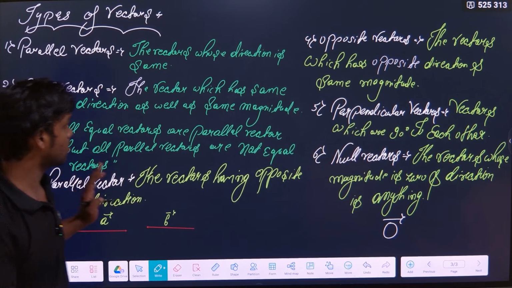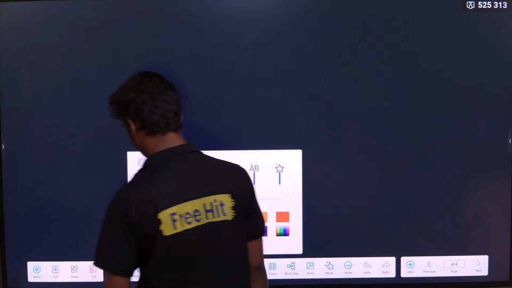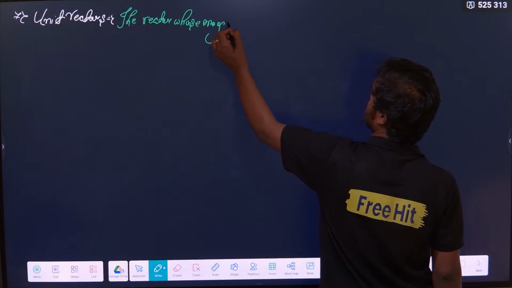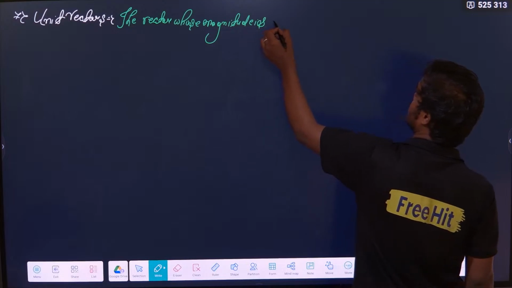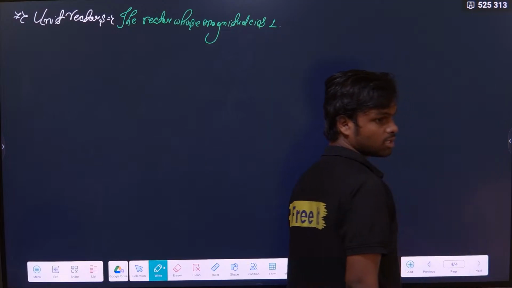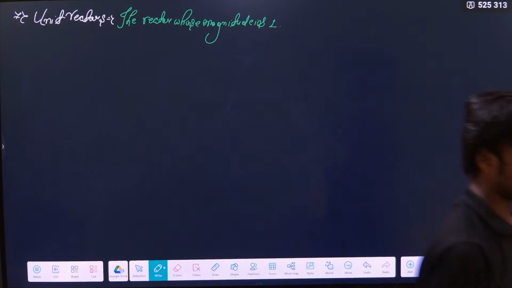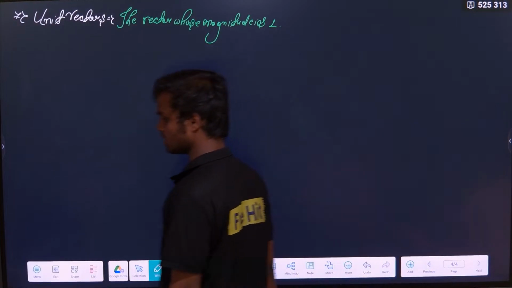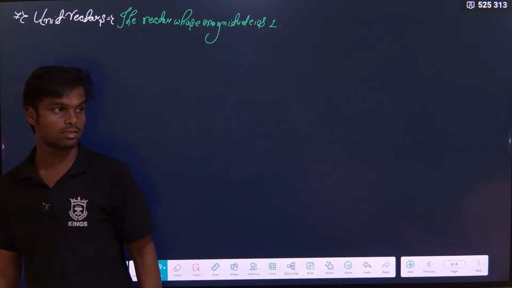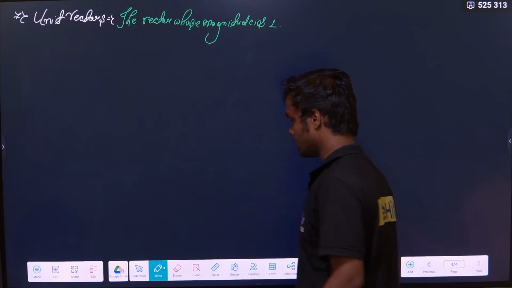So these are some classifications. Some more classifications are also there. The vector whose magnitude is 1 is called a unit vector. Correct? The vector whose magnitude is 1 is called a unit vector. Clear?